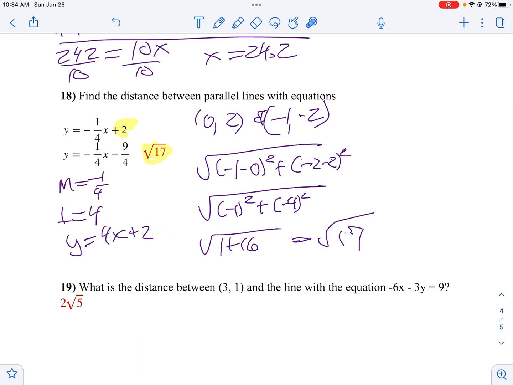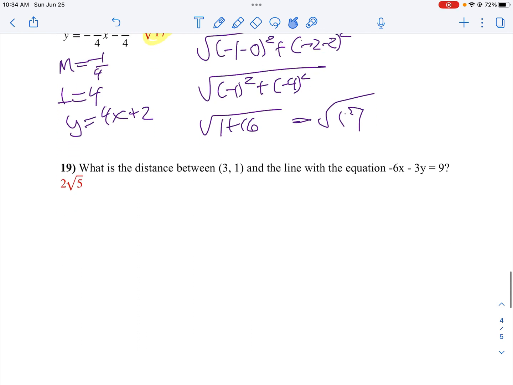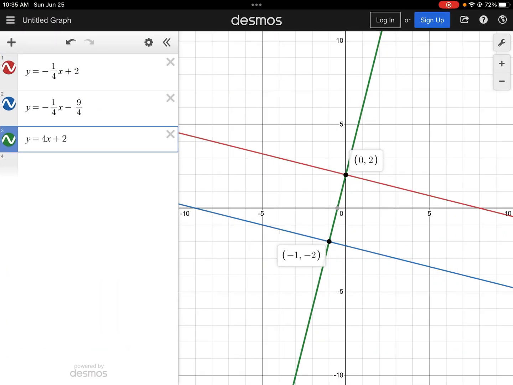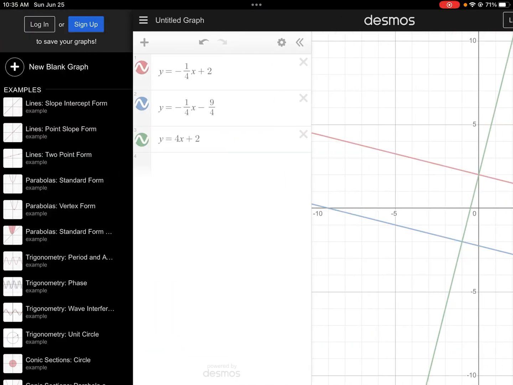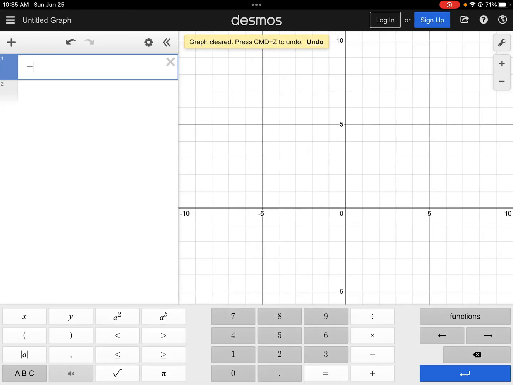Okay, we'll do the same thing on number 19, except now instead of doing 2 lines, we're going to do a point to a line. Theoretically should be easier. So let's graph negative 6x minus 3y equals 9. And the nice thing about Desmos, you don't have to put it in slope-intercept form, although we might eventually do it anyway. But we'll type that in. So negative 6x minus 3y equals 9. There's my equation.